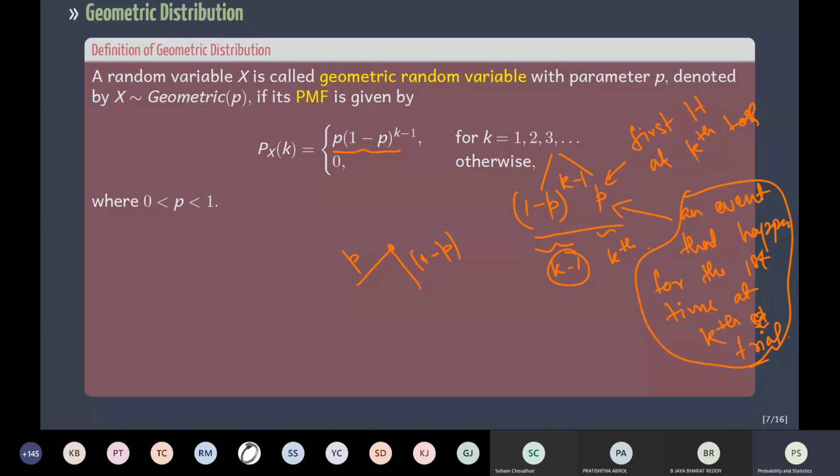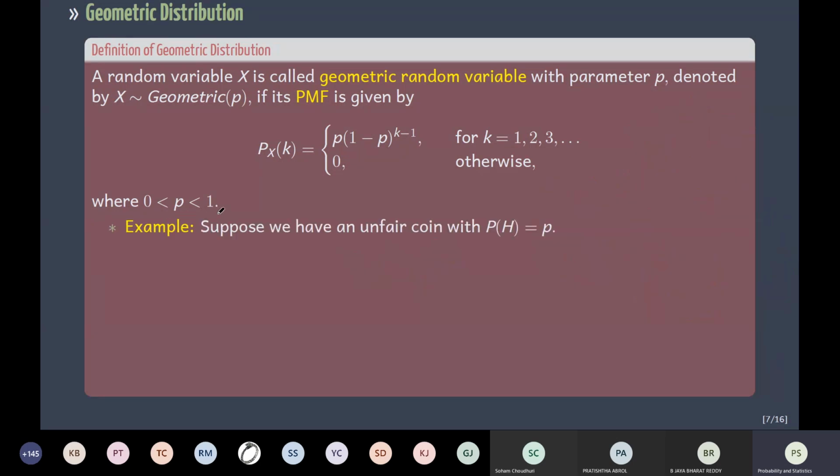So when you see experiments where the experimental outcome is always binary, that's also necessary for geometric. It's binary, and it's something that happens for the first time at the kth trial. So that's geometric. Once again, p between 0 and 1 makes sense here. For instance, as I said, coin toss is a very familiar example. We have done this before.